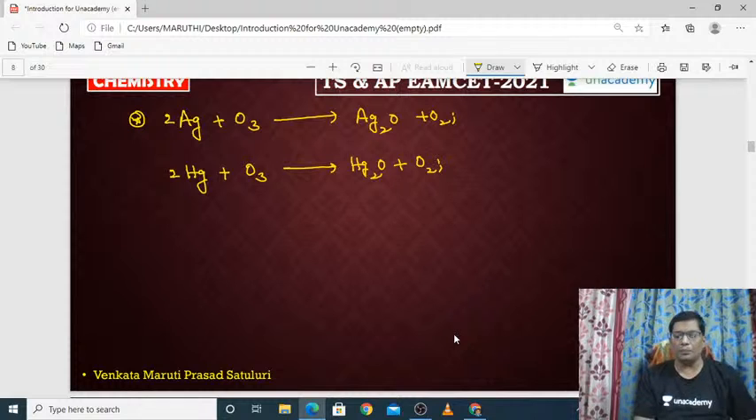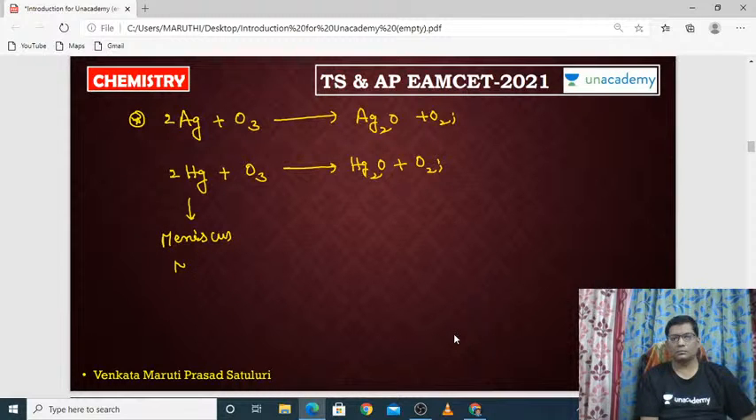See here, a very important concept here is, mercury is having, Hg means mercury. Mercury is having meniscus nature. Mercury is having meniscus nature.